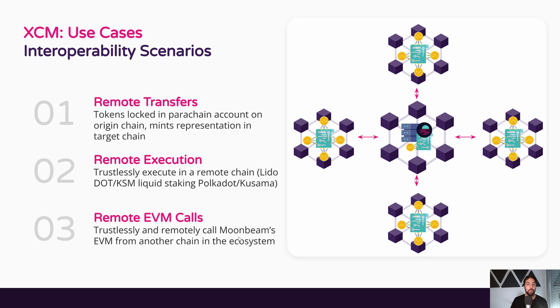And last but not least, we have remote EVM calls. This is still being worked on and it's available on the Moonbase Alpha testnet, but it will allow you to trustlessly and remotely call Moonbeam's EVM from another chain in the ecosystem. On bridges, we know we can do that with general message passing protocols, but on Polkadot it's a little bit different because you have to do this in a trustless way.